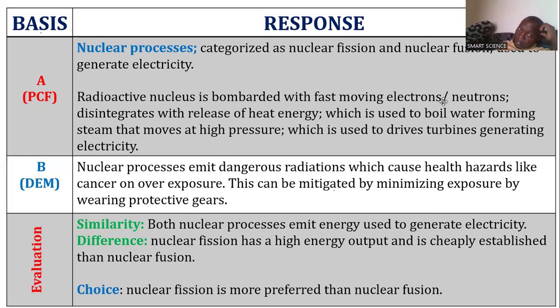Nuclear processes have quite many dangers. They release radiations which are dangerous to our health, and when exposed to them can cause cancer. So we mitigate this by minimizing exposure and ensuring that all workers put on protective gears and do not last for so long. They will be working in shifts so that we minimize the time frame at which they're exposed to such.